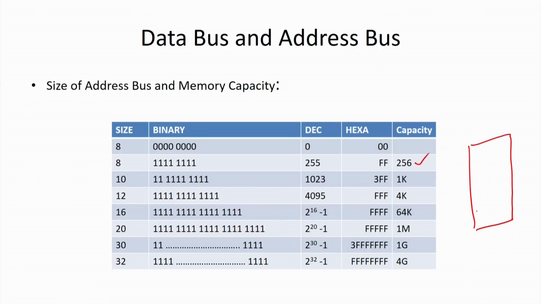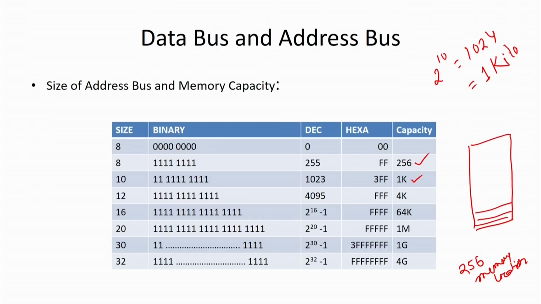We are talking about these locations, and this is your 256 memory locations. We are not talking exactly about how many bits we are storing over here, but we are saying that we have 256 memory locations. Similarly, if I have 10 bits, then it is 1k. Actually, 2 to the power 10 is nothing but 1024. In that case, those 1024 memory locations are written as 1 kilo memory location. Okay, so 1k means 1024, which is your 2 to the power 10.